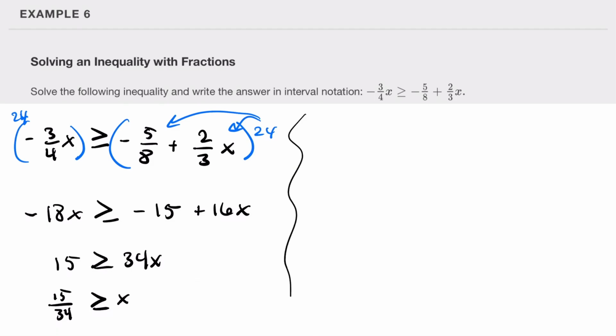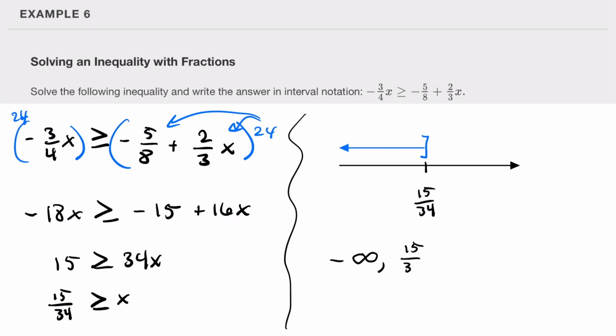So then for this, let's graph it. Again, I'm just a fan of graphing these. Here's our 15 over 34. And if that number is bigger than ours, then our numbers go off to the left. Right? And because it has a bar, because it can be equal to this number, we're going to use a square bracket. Okay? So now we can see the far left is negative infinity up to 15 over 34. Infinity always gets a parentheses. And because we can be equal to this number, it gets a square bracket.